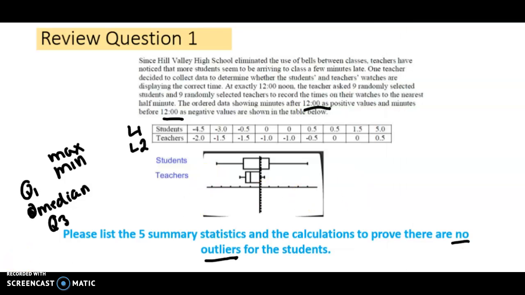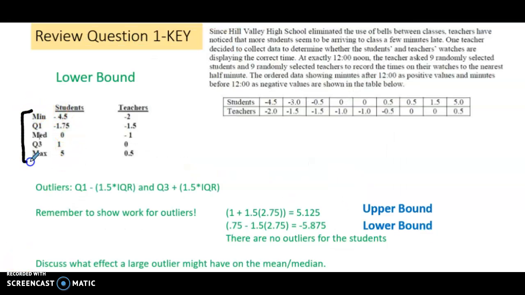All right, so I just showed you how to get the summary statistics. Okay, you'd want to list them, make sure you label them. And then we are going to need those in order to find our outliers. Remember, our outliers are either data that's way too high or data that's way too low. So to get your outliers, you're going to take quartile 1 minus 1.5 times the IQR, and quartile 3 plus 1.5 times the IQR. Now remember, in order to get your IQR, it's going to be Q3 minus Q1.